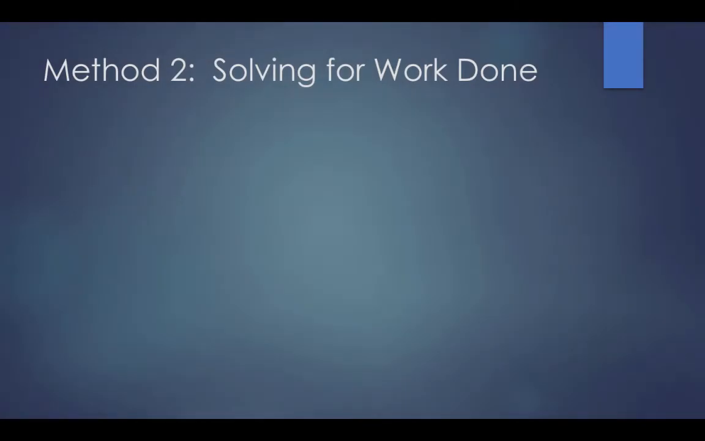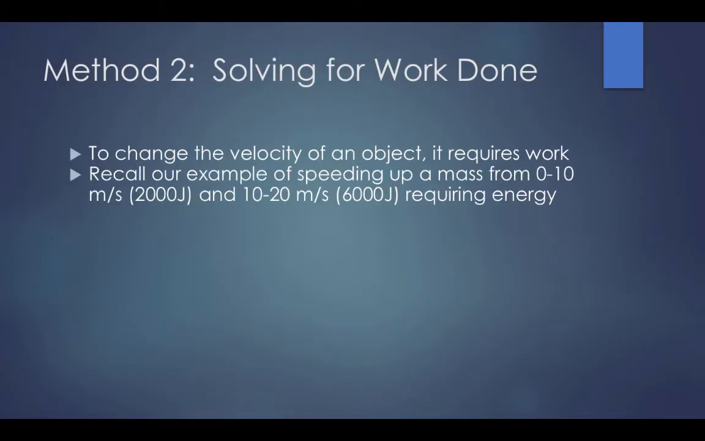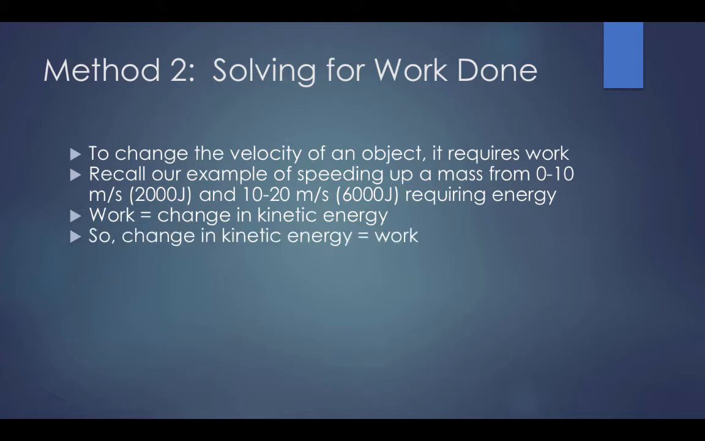Method 2 uses the premise that to change an object's velocity, you need to do work on the object. Recall our example from last lesson that looked at changing the velocity of an object from 0 meters per second to 10 meters per second, and then again from 10 meters per second to 20 meters per second. In both cases, it required an input of energy to change the velocity, 2,000 joules and 6,000 joules respectively. So if work is required to change the velocity of an object, which results in a change in its kinetic energy, the change in kinetic energy of an object is the amount of work done to the object.